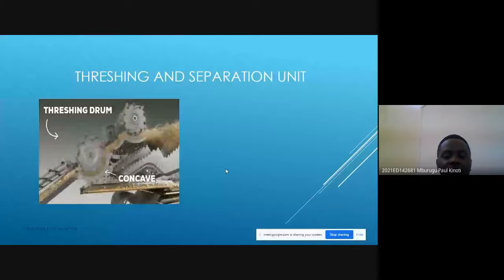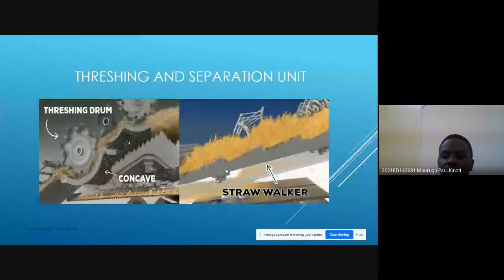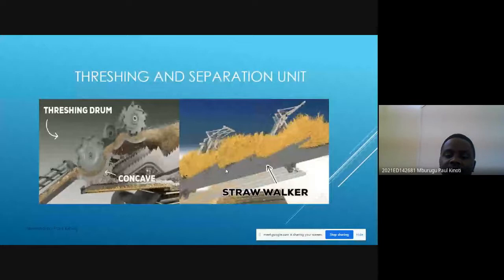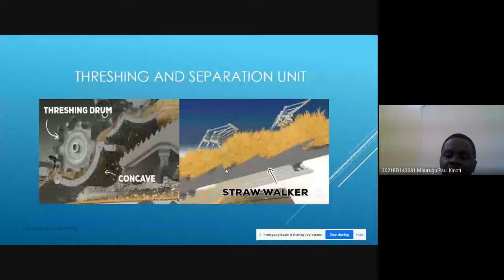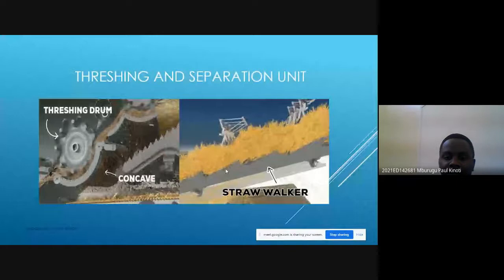And on the second part, you can see how separation takes place. We can see the straw workers trying to remove the unwanted straws out of the combine harvester. And that's the basic operation that takes place, the three major operations: we have the cutting in the header section, the threshing that takes place in the threshing drum, and separation that takes place from the straw workers all the way down to where we have the seeds and the fan.